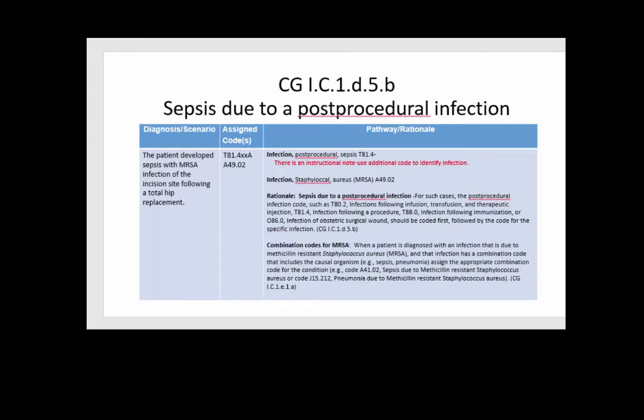I'm going to skip over some of these. I'm not going to do all the guidelines, but just to be sure you at least have a handle on some of them: sepsis due to a post-procedural infection. This tells us the patient developed sepsis with MRSA infection of the incision site following a total hip replacement. So the infection post-procedural, T81.4.